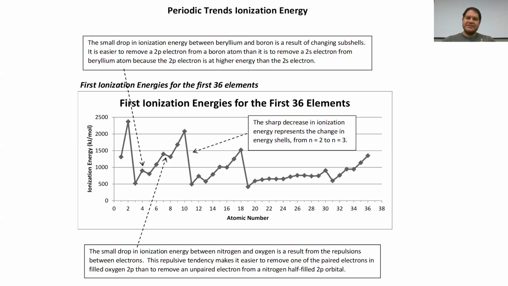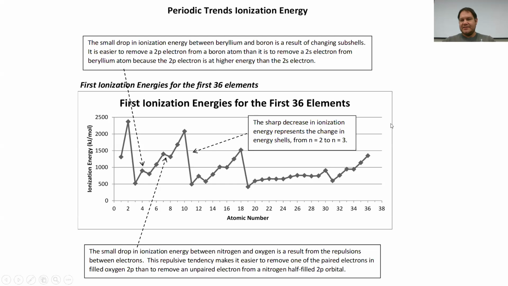So what we're going to do is take a moment to look at some data for the first ionization energies, the energy required to remove the first electron, for the first 36 atoms on the periodic table.